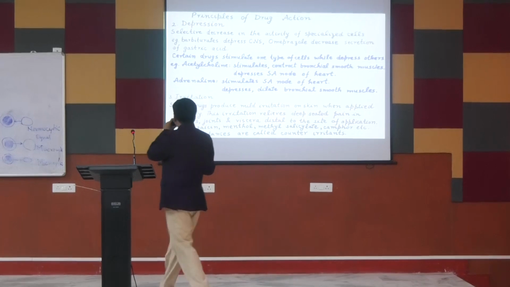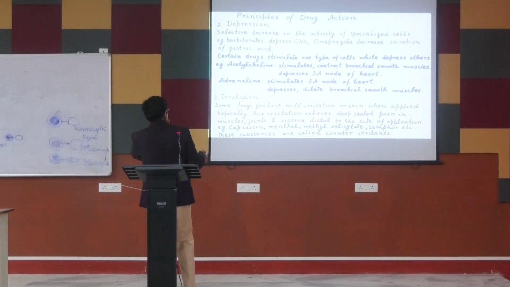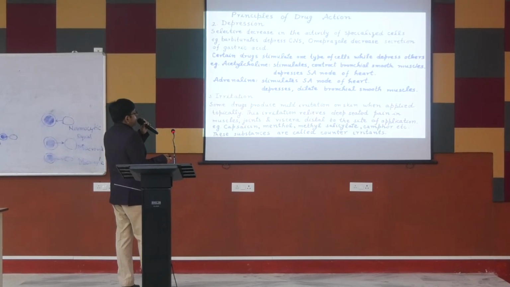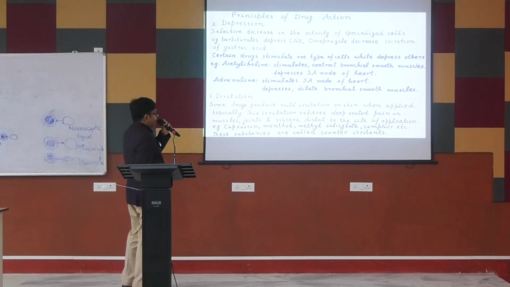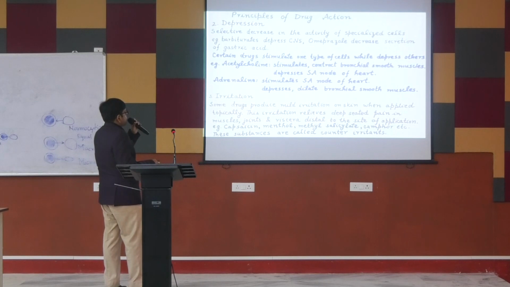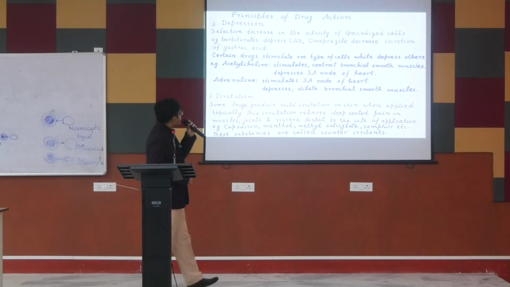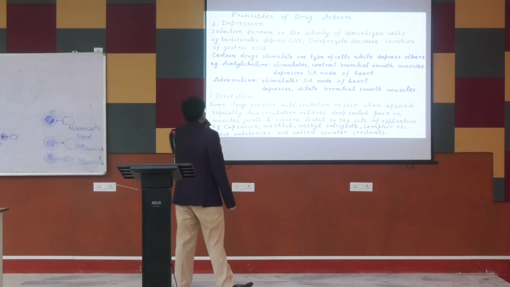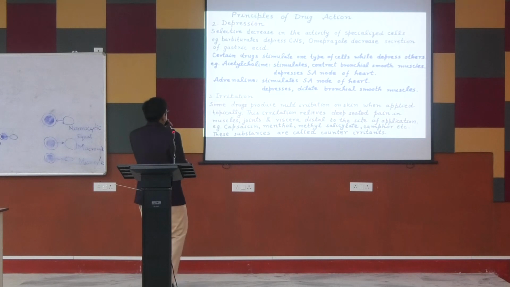For those patients, there is one common group of drugs we use called proton pump inhibitors. One example of a proton pump inhibitor is omeprazole. This group of drugs, omeprazole, decreases secretion of gastric acid. Thus, they suppress or depress the cells producing gastric acid. So, stimulation, depression. Then you have irritation.